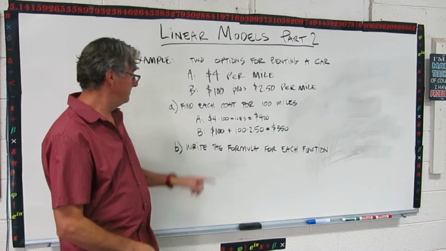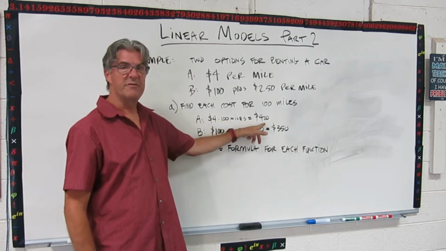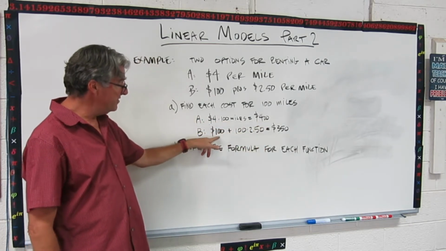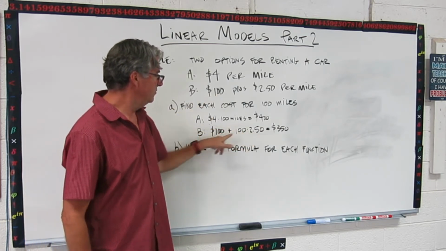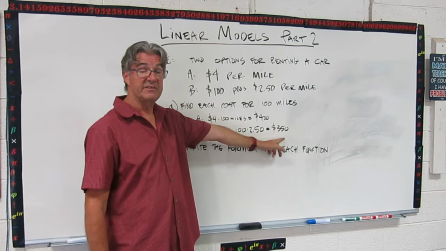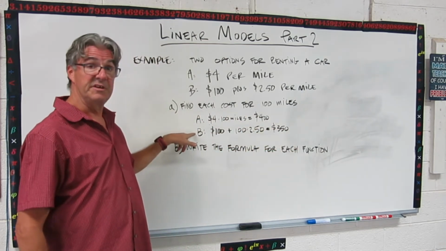Okay, let's see how you did. Option A is just $4 times 100 miles, which is $400. Option B is $100, that upfront cost, plus 100 times $2.50, which totals out to $350. So if you know you're going 100 miles, obviously option B is going to be cheaper.